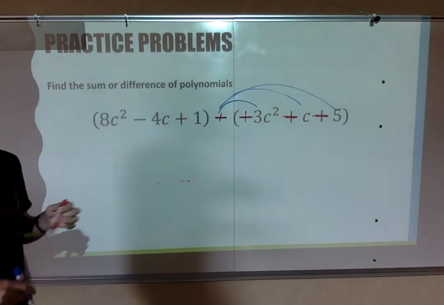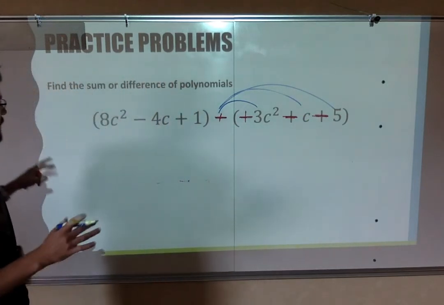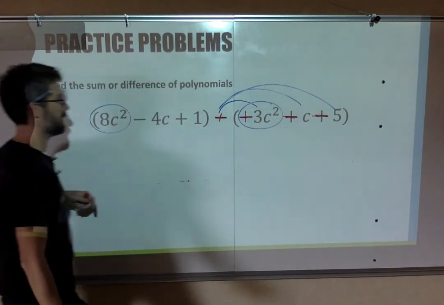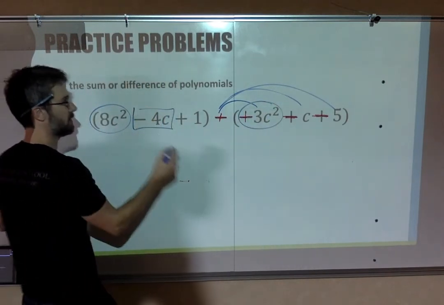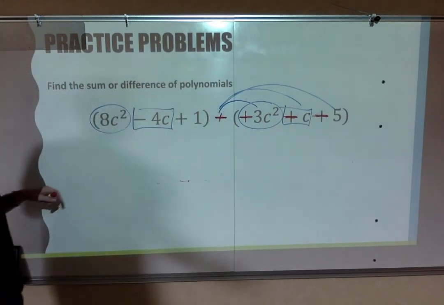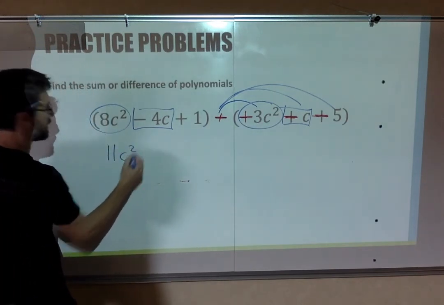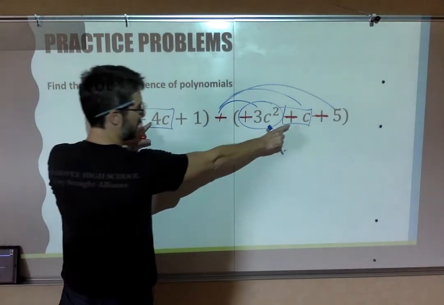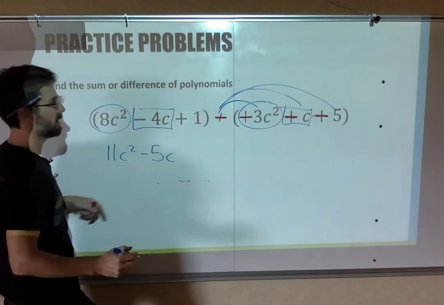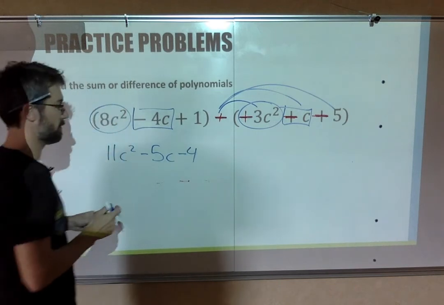Right, so I hope that shows up okay on the video that this plus is changing to a red minus and that plus is changing to a red minus. All right, so we've got some c squareds. We'll circle them. We've got some c's. We'll maybe box them. And then I'm just going to leave the plain numbers alone. 8c squared plus 3c squared is 11c squared. Negative 4 minus 1 for the c's is minus 5c. And then 1 minus 5 is minus 4, like that.